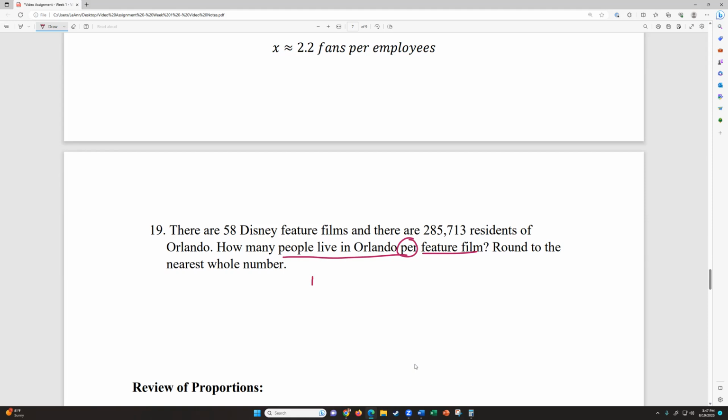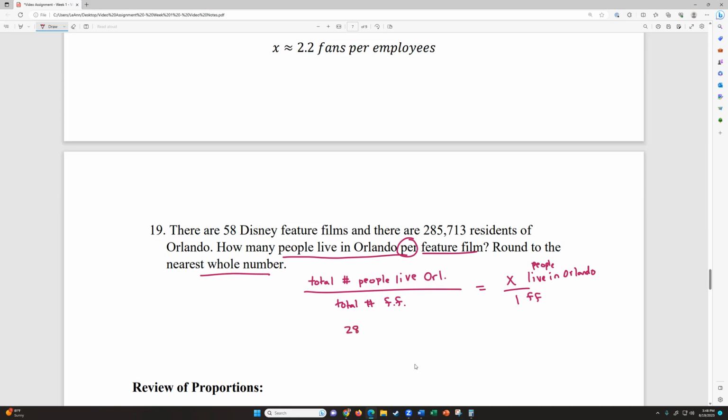So we're going to do the total number of people living in Orlando on top, just going to abbreviate, over the total number of feature films. We're going to abbreviate that as well. And we're going to be finding that unit rate, so per one feature film. So total, it's just going to be how many people live in Orlando per one feature film. And we're going to round this to the nearest whole number.